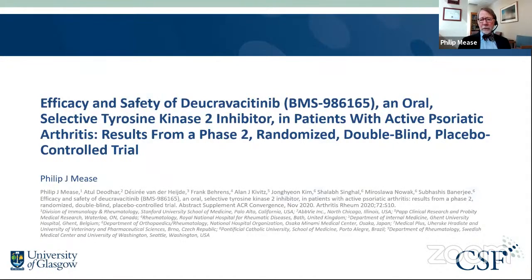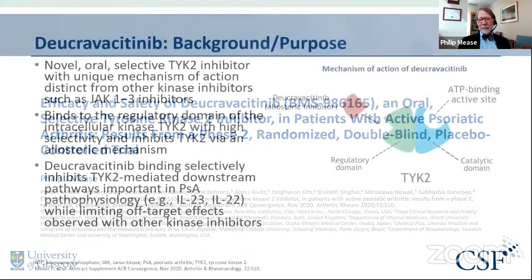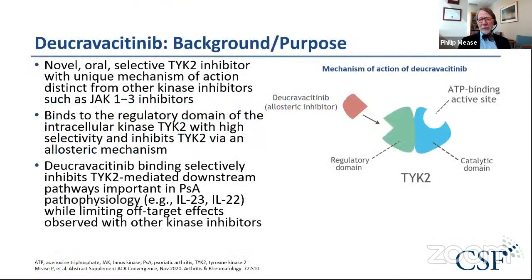Lastly, I'd like to speak about a new drug that isn't yet in the clinical domain called Deucravacitinib. Boy, some of these names, I tell you. So this is a fascinating drug that is being developed by BMS, and it is a TYK2 inhibitor, which is part of the JAK inhibitor family.